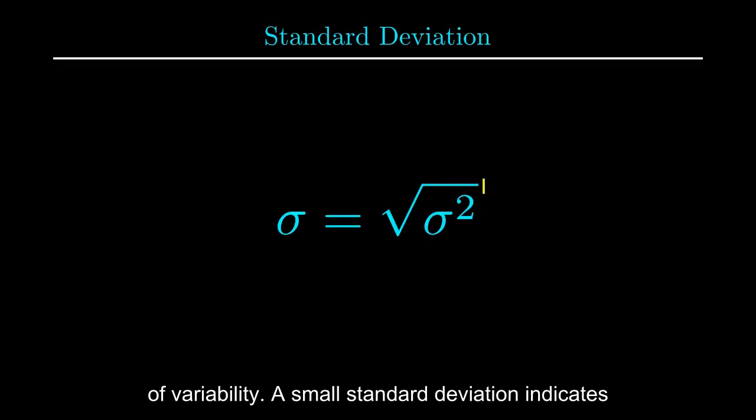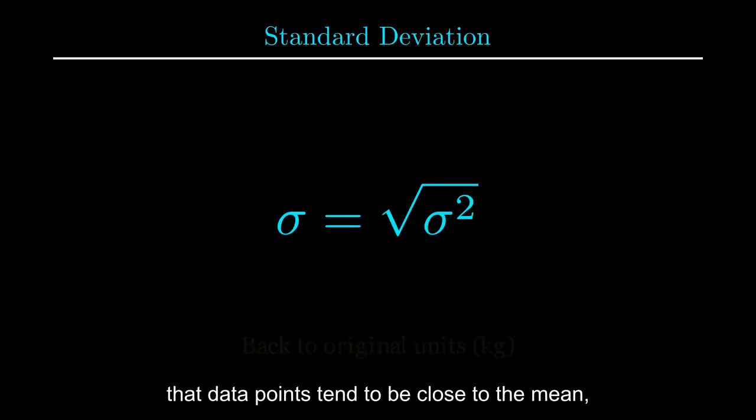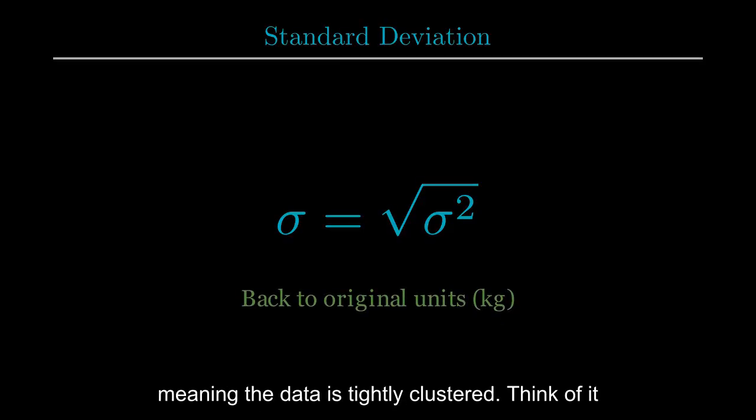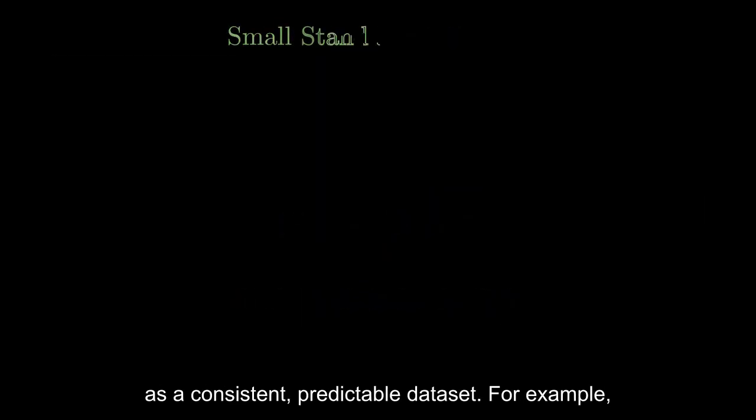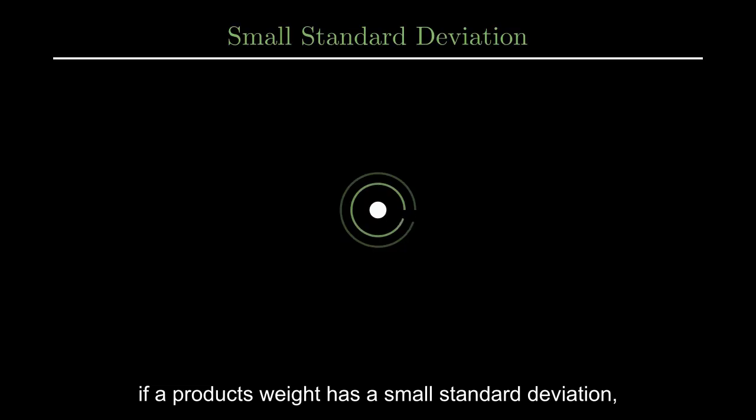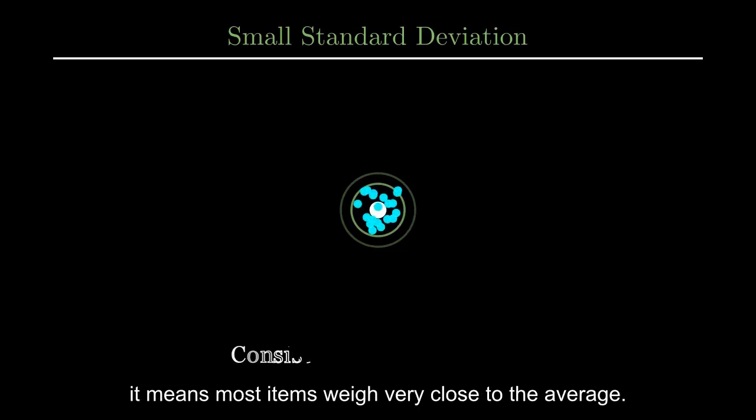A small standard deviation indicates that data points tend to be close to the mean, meaning the data is tightly clustered. Think of it as a consistent, predictable dataset. For example, if a product's weight has a small standard deviation, it means most items weigh very close to the average.